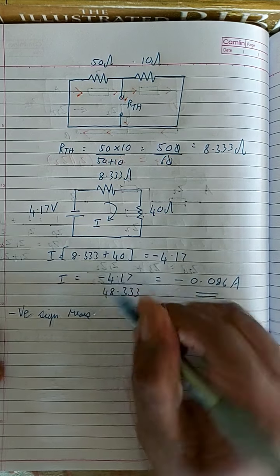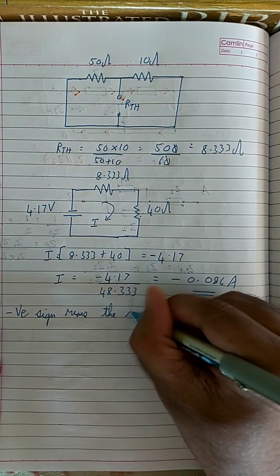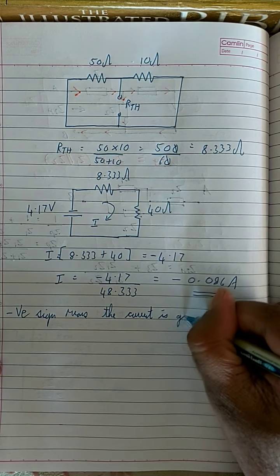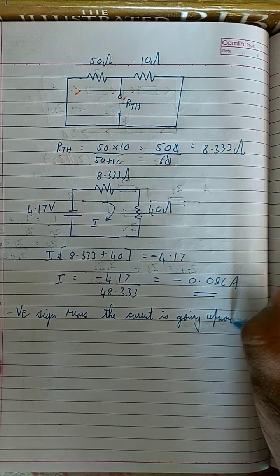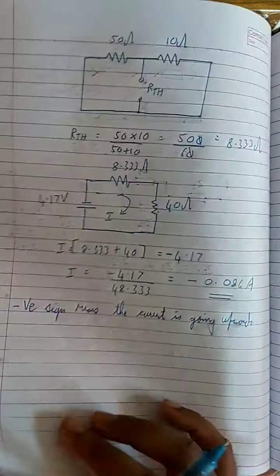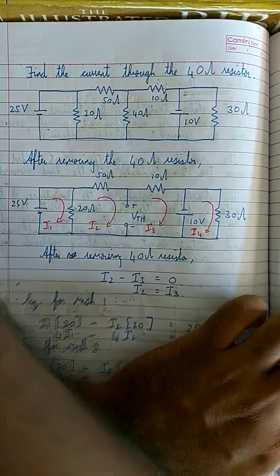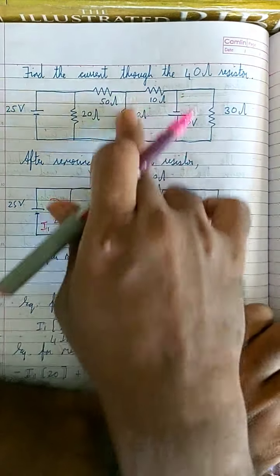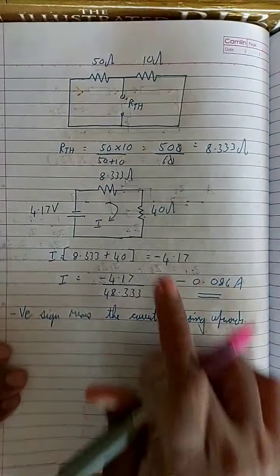It's always good to explain the answer like this. Negative sign means the current is going upwards, right? Which means the current over here, the 40 ohm resistor, it's actually going upwards. In this way, it is going upwards, right? So sorry, 0.086 amperes is flowing upwards. That's what it means. Okay.